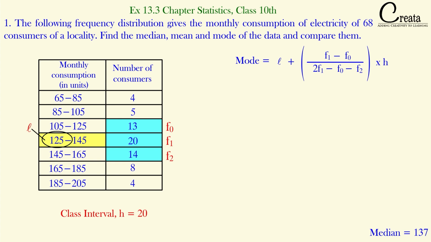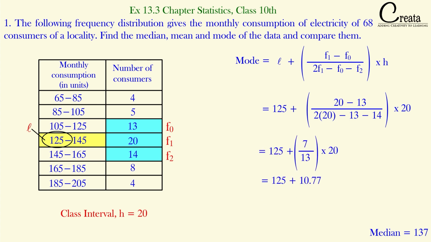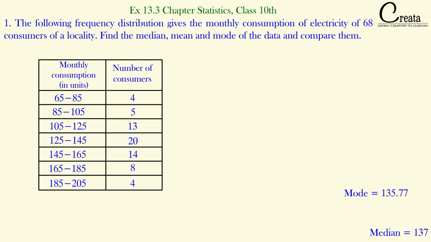Okay, we got all the components. Now we can easily use the formula. Let's put all the values into the formula and solve it. On solving, we got the mode as 135.77. Note that our answer, the mode 135.77, is in the range of 125 to 145. So again our answer is correct. The mode should be in the range of the modal class. Got it? We have calculated the median, we have calculated the mode.